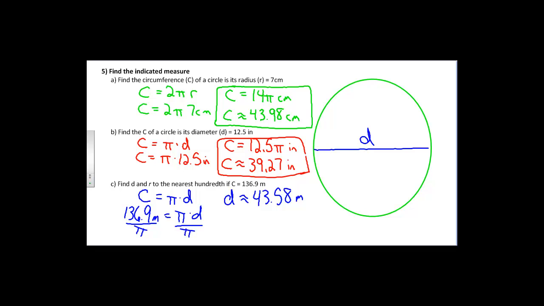Now that I have the diameter, the radius is fairly easy to find. I can just take my diameter and divide by 2, because remember, a diameter is twice as long as a radius. When I do that, I get about 21.79 meters.